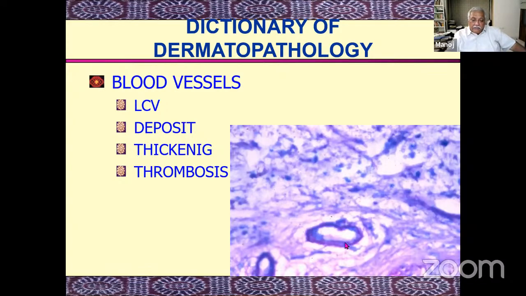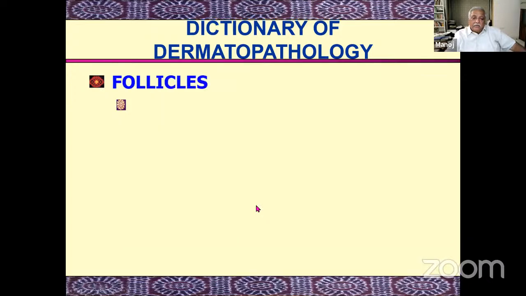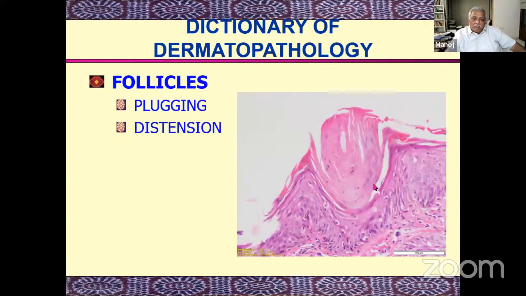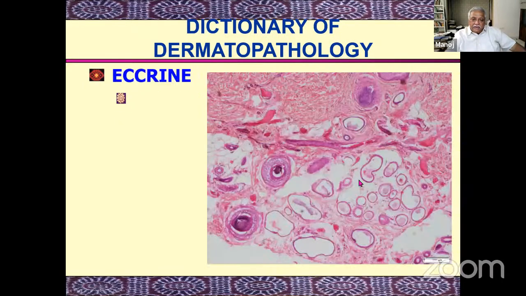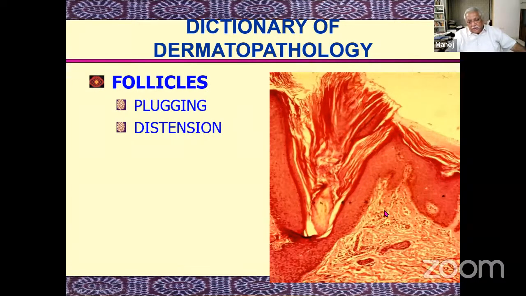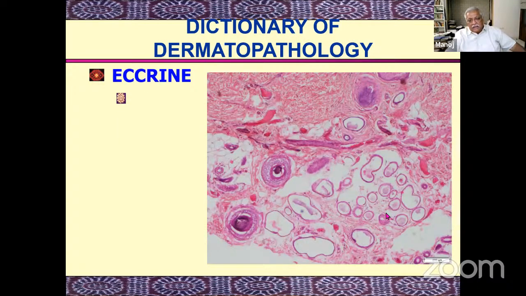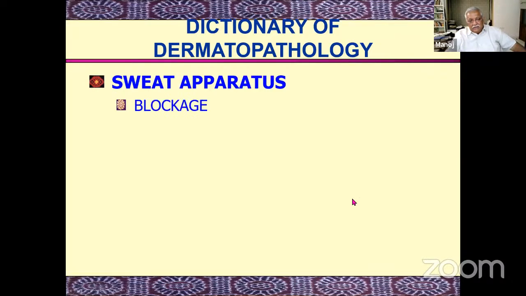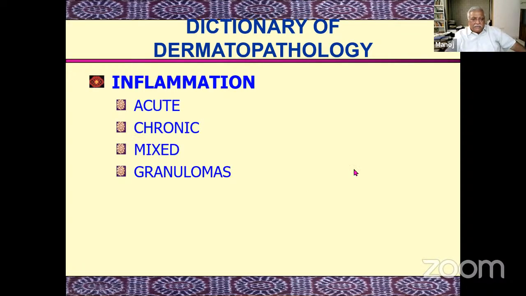A deposit, amyloid deposit around the blood vessel. A follicular plug with a lot of hyperkeratosis, parakeratosis, same thing. A sweat duct apparatus. Again, this is a hair follicle, the lower end, sweat duct. And the importance in these, of course, is that at times, because of lesions here, the sweat duct gets obstructed and then gets dilated. So blockage may occur, causing dilatation.